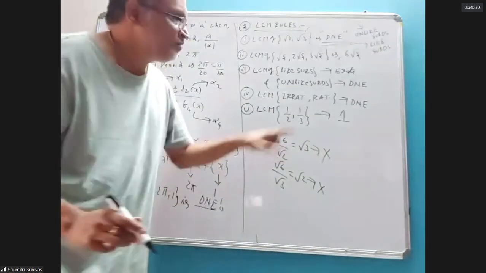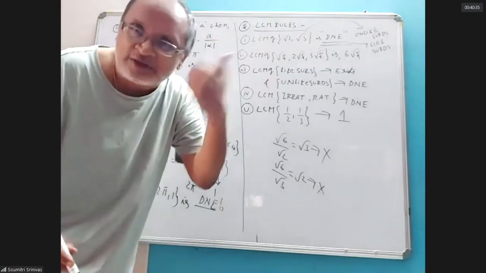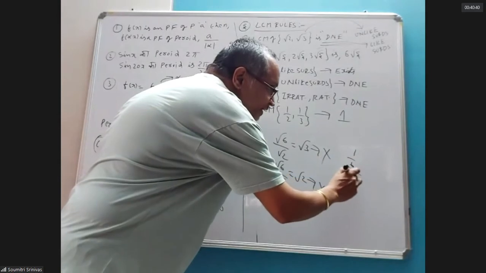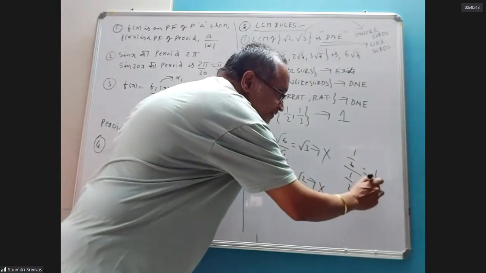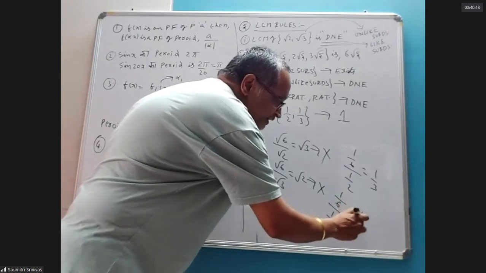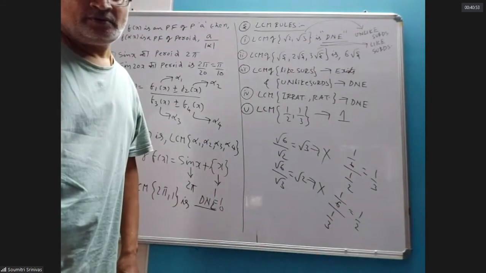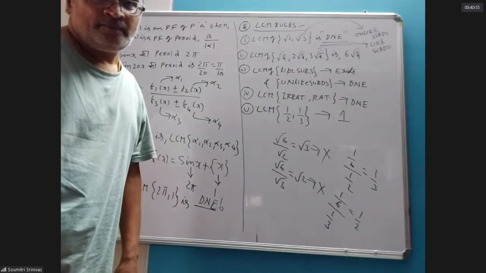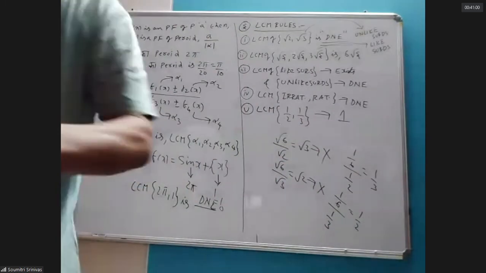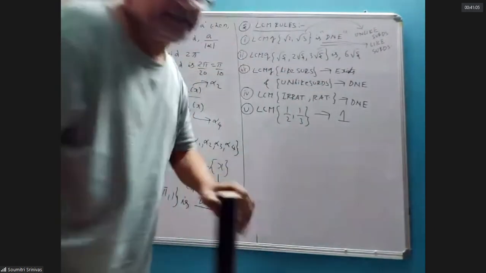Why all that? I asked 1 by 2, 1 by 3. Your answer was 1 by 6. Take that 1 by 6, divide by 1 by 2. It gives 1 by 3. Take that 1 by 6, divide by 1 by 3. What does it give you? Am I correct? I'm letting the cat out.